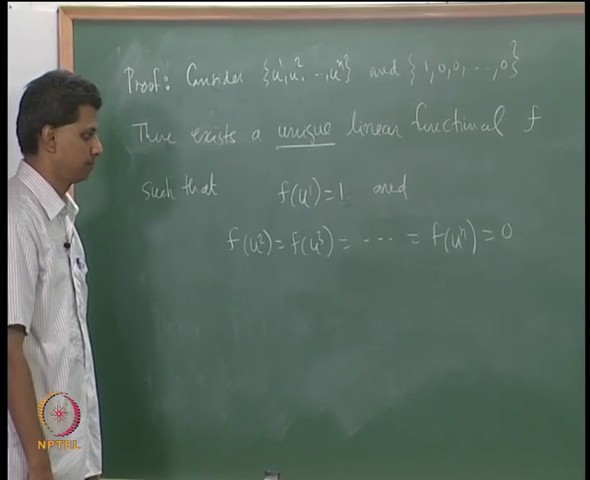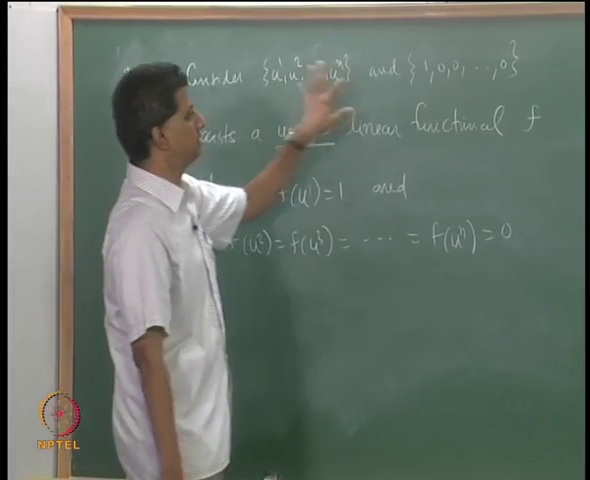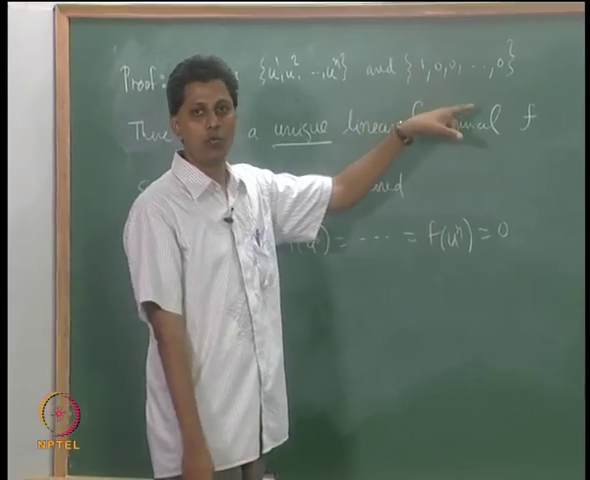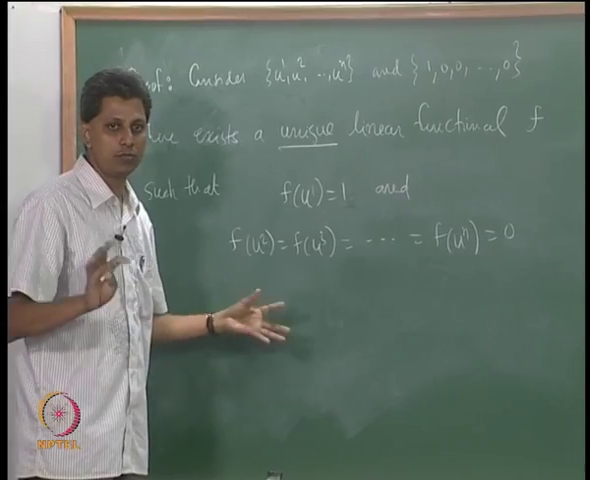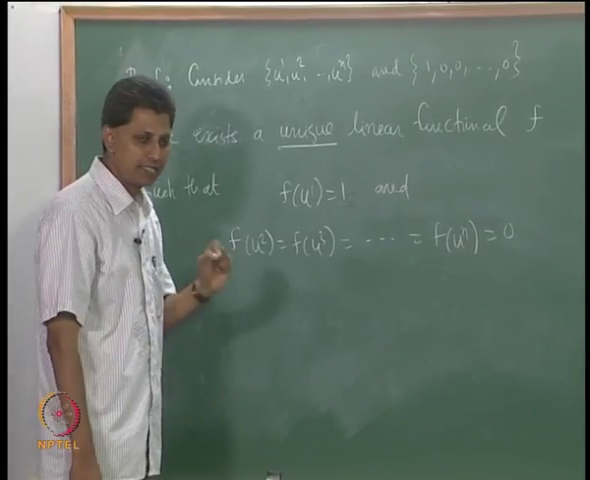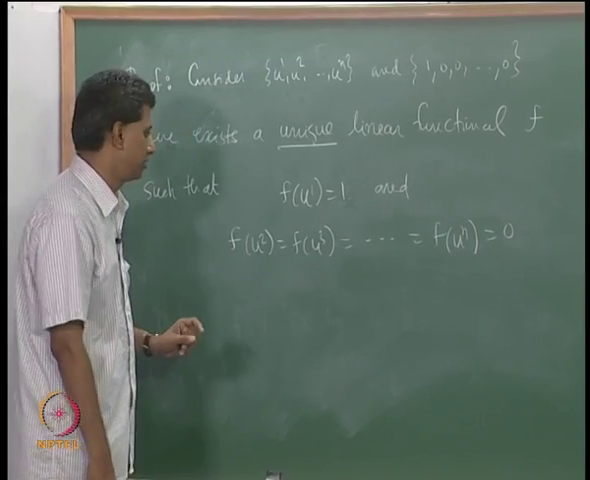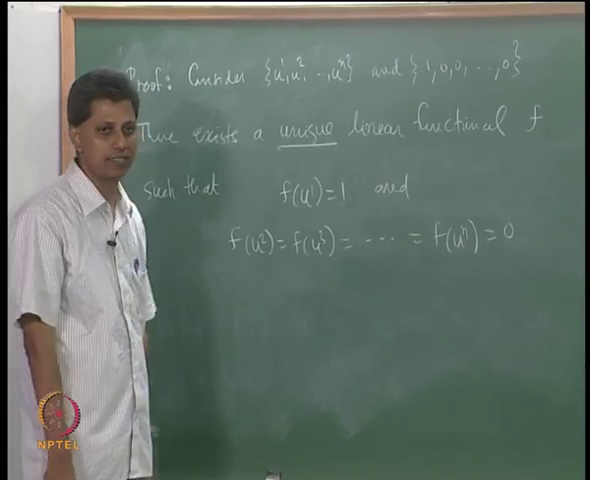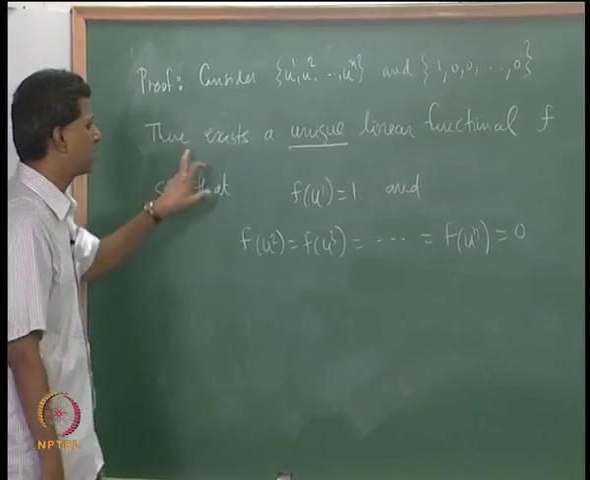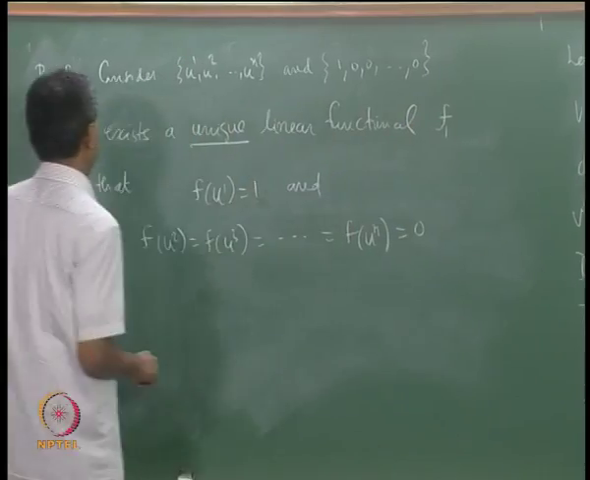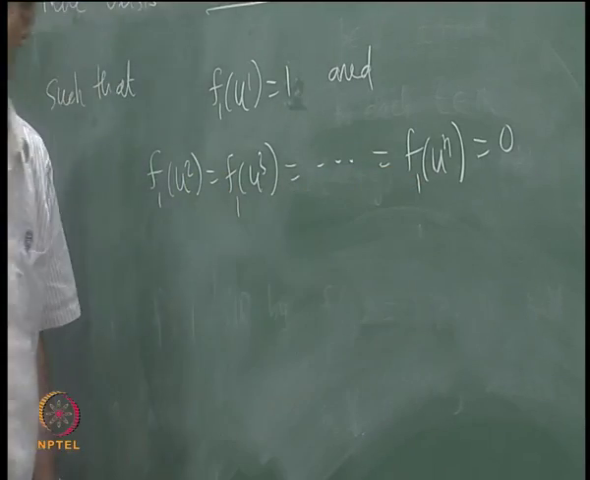I can do this, so what I do next is take this basis and then take the numbers 0, 1, 0, 0, 0, etc. I can keep doing this up to n steps. Now, for each step I have a unique linear functional. So, what I will do is now index these by f1, f2, etc. I will say that there is a unique linear functional f1 such that f1 u1 is 1, f1 u2, f1 u3, etc., f1 un is 0.